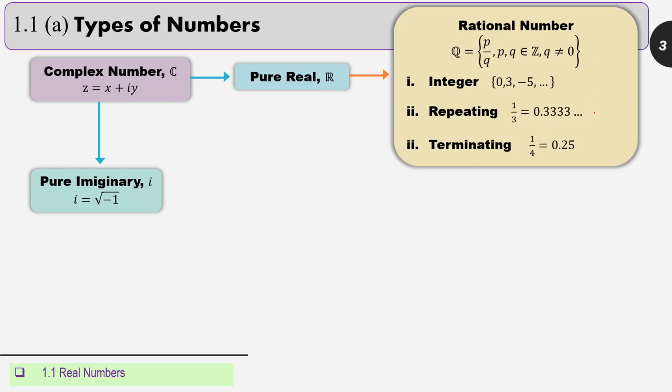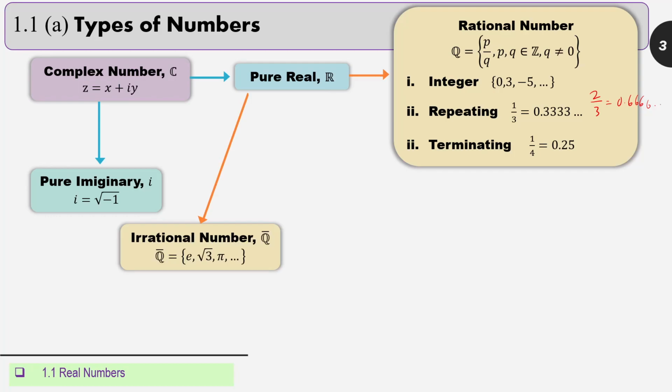Another simple one is 2 over 3. 2 over 3 is 0.6666, and the 6 keeps on repeating. And then we have another type of decimal which is called a terminating decimal, where an example is 0.25. Actually this number we can rewrite back as 1 over 4.